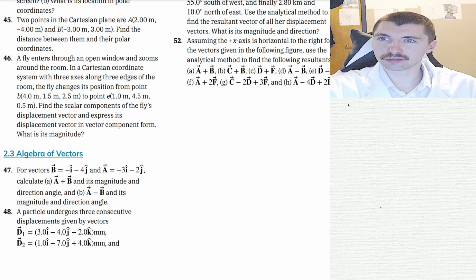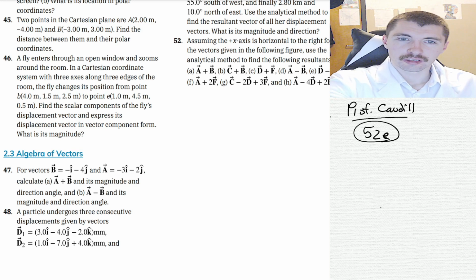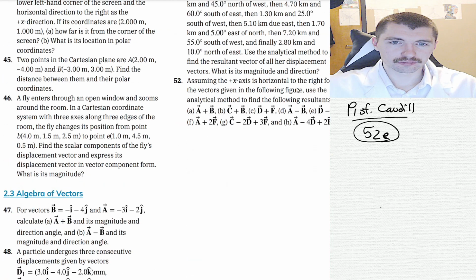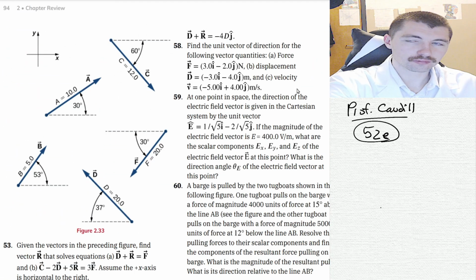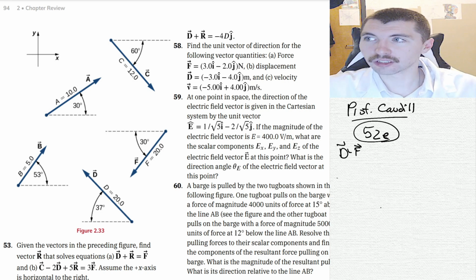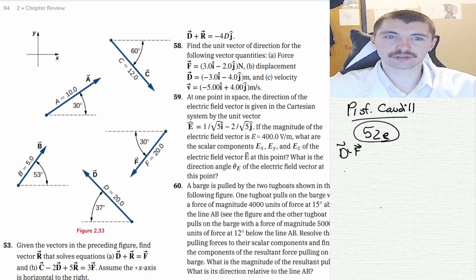Alright, hello everyone. I'm Professor Caudill. So today we're on 52E. Okay, so D minus F. What we're going to do is take the components of D, subtract from the components of F.